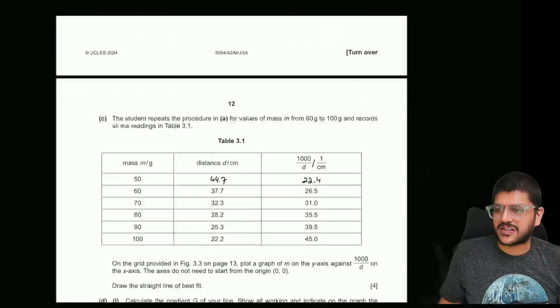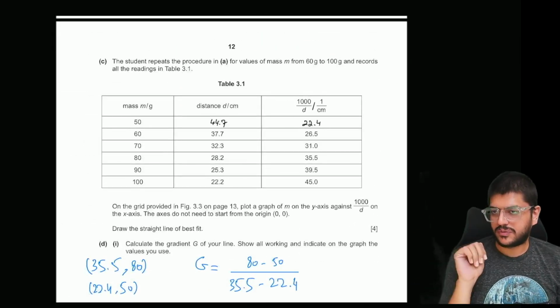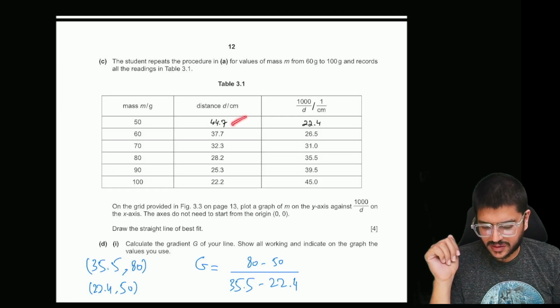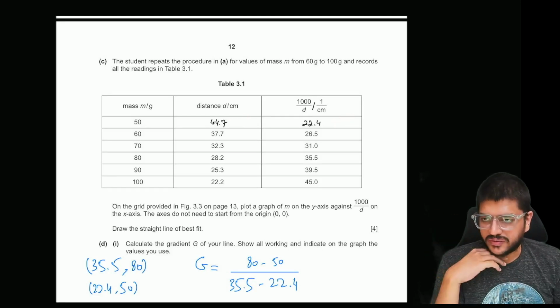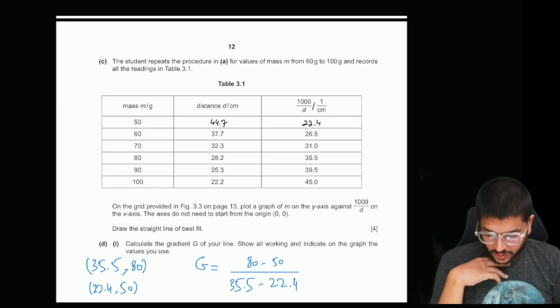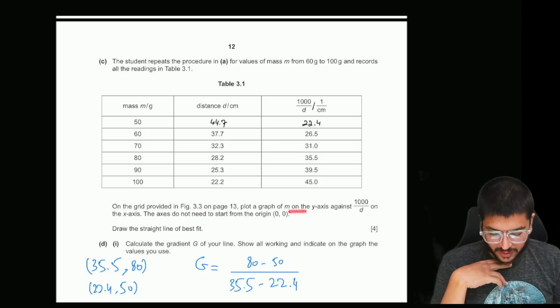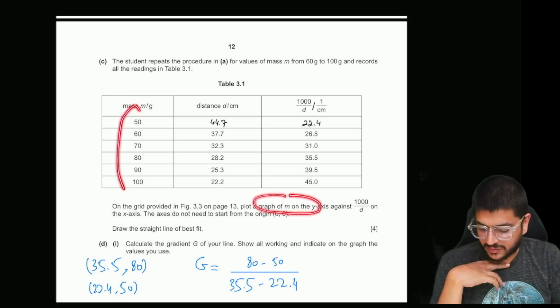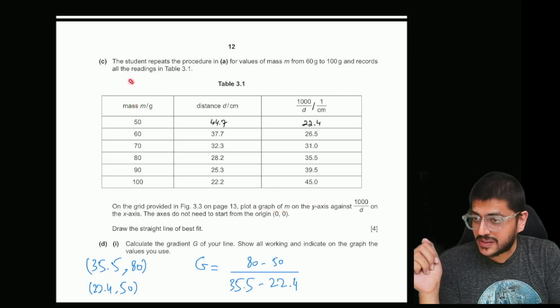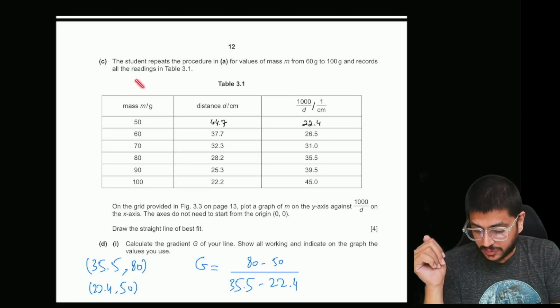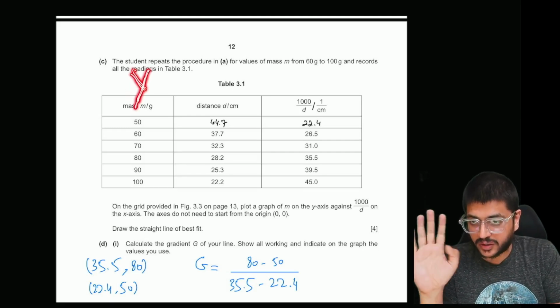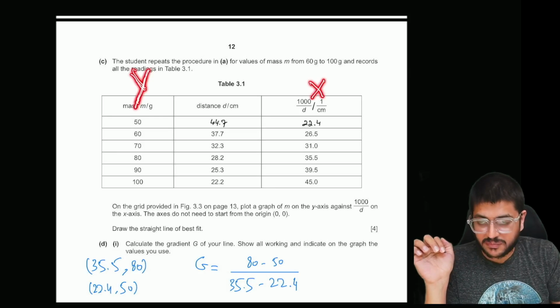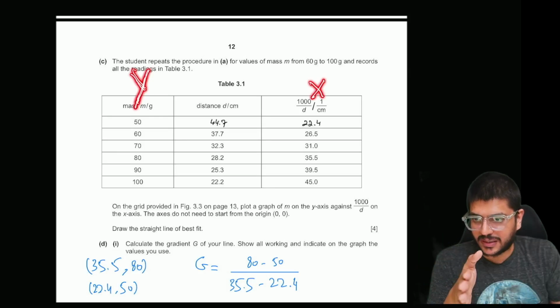All right, next, they've given you this table. You figured the distance and the 1000 over D value. Next, they ask you on the grid provided in figure 3.3, you have to plot a graph of mass M on the y-axis. So this is on the y-axis. Usually, the first column is X, but now they're saying this should be Y. So write a big Y over here, so you don't make that mistake. And put a big X over here, so you don't make that mistake.